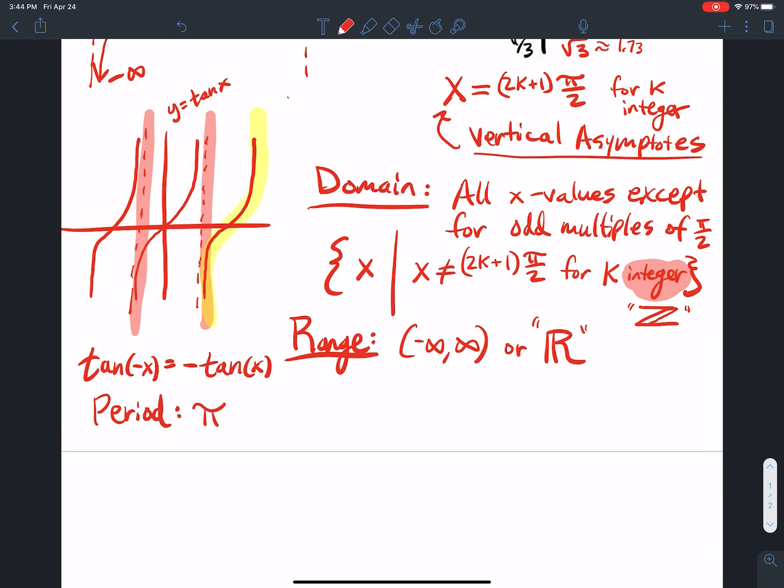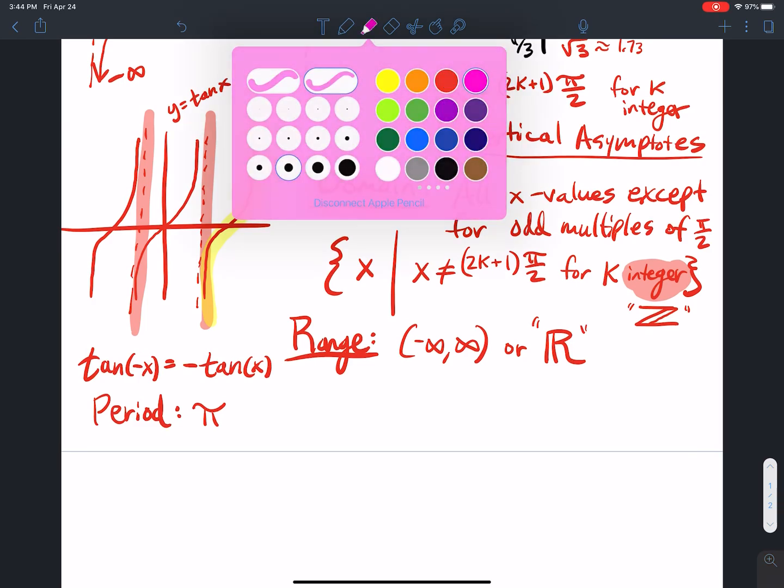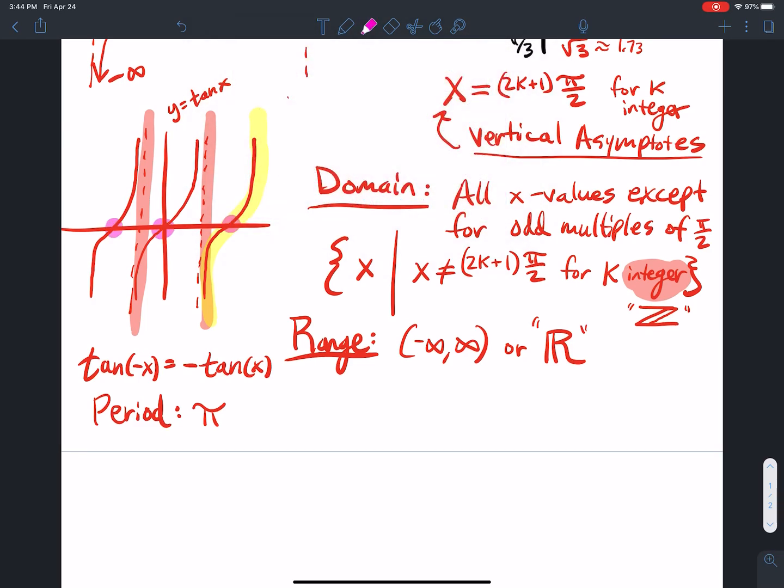The intercepts, where do we cross the x-axis? Do we cross the x-axis? Yeah, we cross the x-axis infinitely many times. So the x-intercepts are multiples of pi. Okay, so k pi, where k is an integer. All right. So that's like negative 2 pi, negative pi, 0, pi, 2 pi, and so on and so forth.